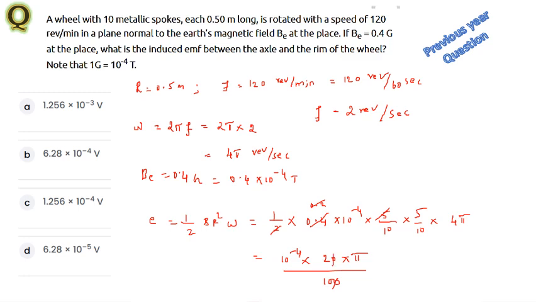Now one zero you can cancel here. And pi here is 3.14, so 3.14 into 2 into 10 power minus 4 divided by 10. That gives 6.28 into 10 power minus 5. So the EMF induced in this case is 6.28 into 10 power minus 5 volt. So the answer here is this.